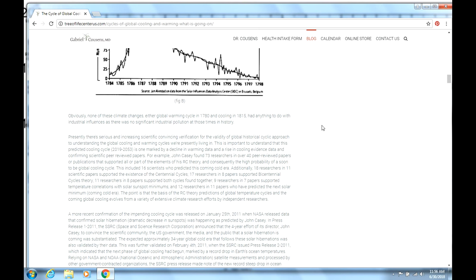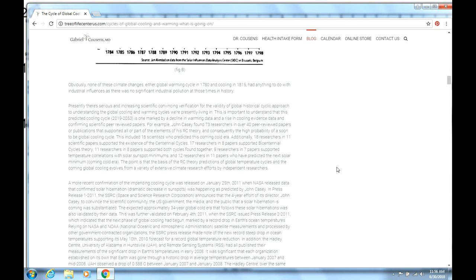This was further validated on February 4, 2011, when the SSRC issued press release February 2011, which indicated that the next phase of global cooling had begun, marked by a record drop in Earth's ocean temperatures, relying on NASA and NOAA satellite measurements, and preceded by other government contracted organizations. The SSRC press release made note of the new record steep drop in ocean temperatures, supporting its May 10, 2010 forecast for a record global temperature reduction.